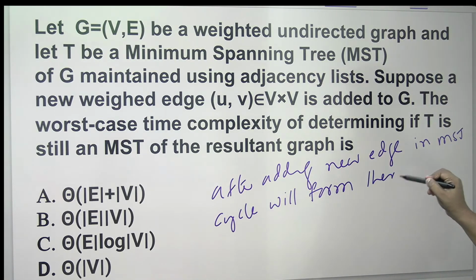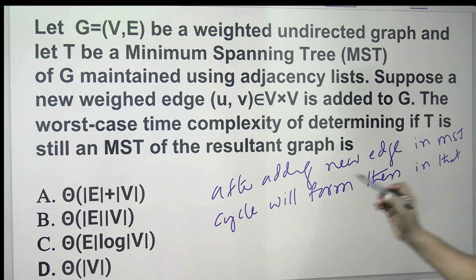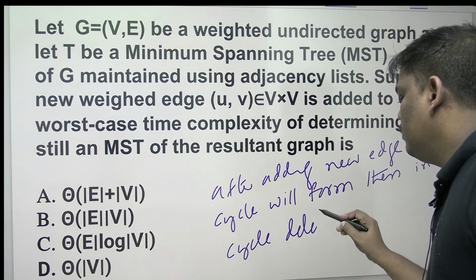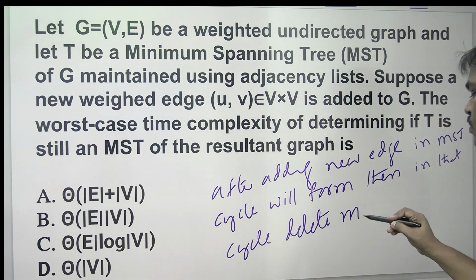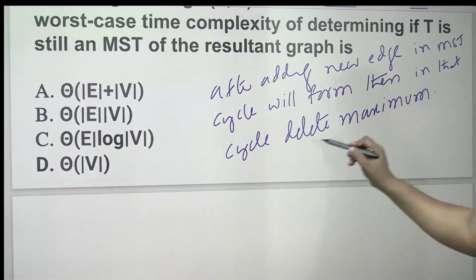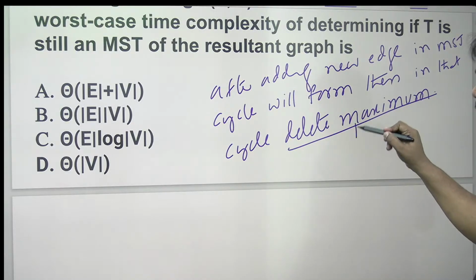Then in that cycle, delete the maximum. After adding a new edge in the MST, a cycle will form. Then in that cycle, delete the maximum. So, finding the maximum and deleting it.